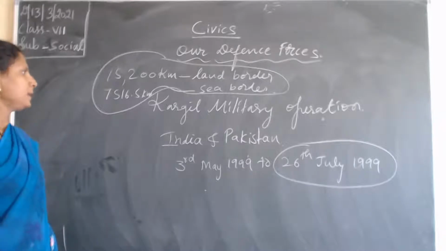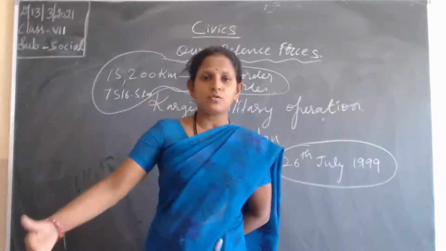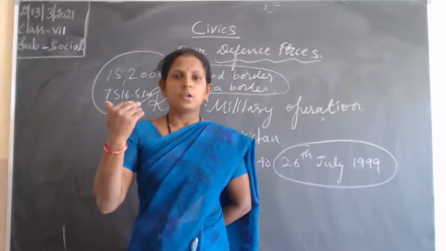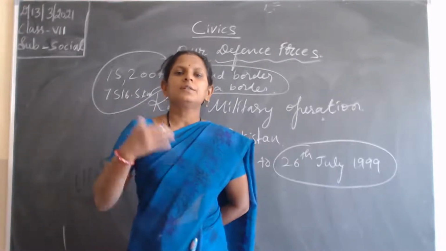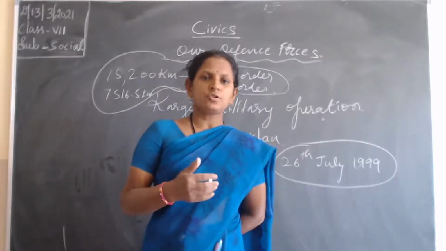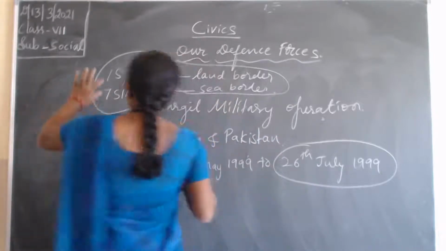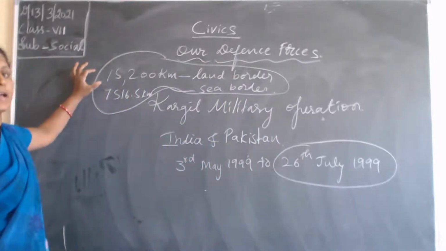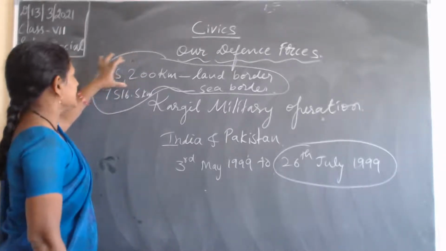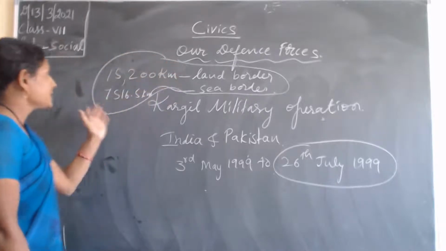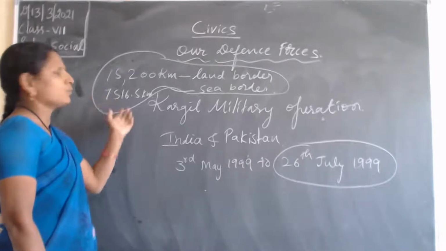Our defense force people. So enemies can attack in any ways. They can come by roadways, waterways, or airways. So there are three divisions in the defense forces: Army, Navy, and the Air Force. Enemies can attack in any ways, no? So that's why this is the defense force people's area. They are protecting the land border of 15,200 kilometers, and the sea border also, 7,516.5 kilometers.